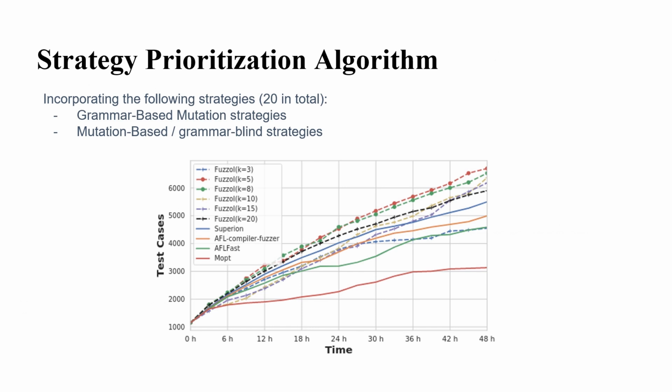Experiments indicate that the optimal variant of the mutation strategy prioritization algorithm is achieved when K equals 5, meaning only the top 5 strategies are applied when a test case is selected for the second time. Additionally, all variants of the mutation prioritization algorithm except the one with K equals 3 outperform state-of-the-art fuzzers.